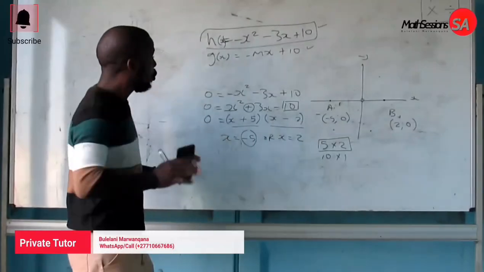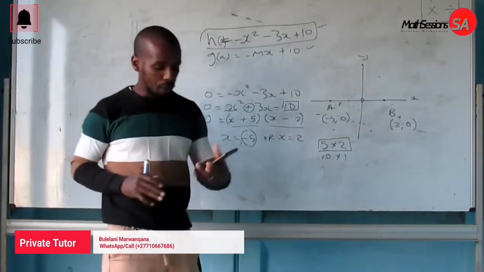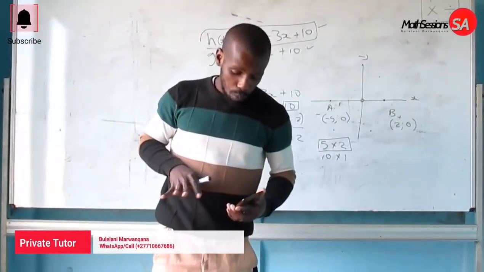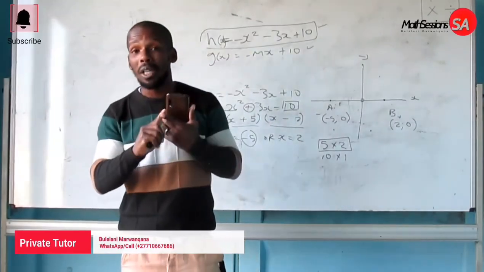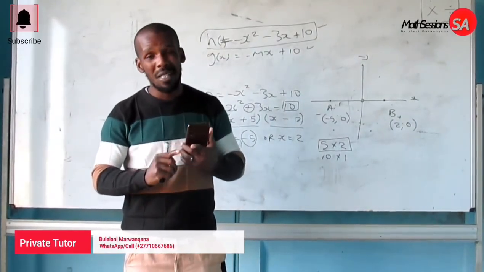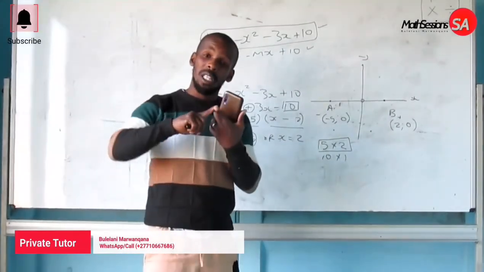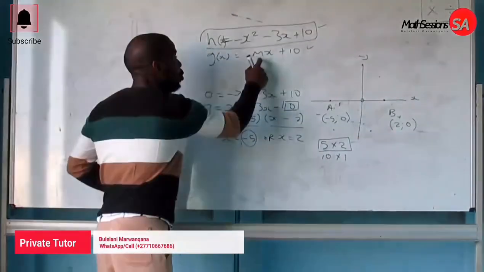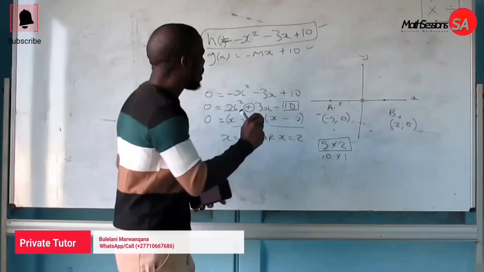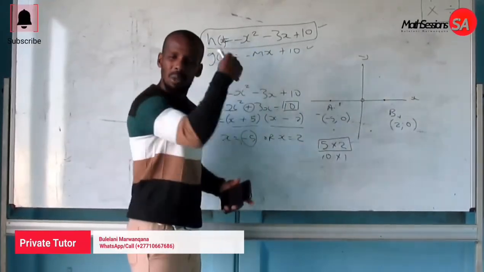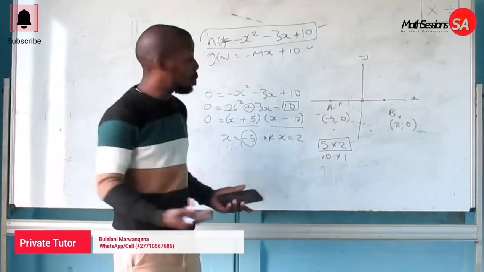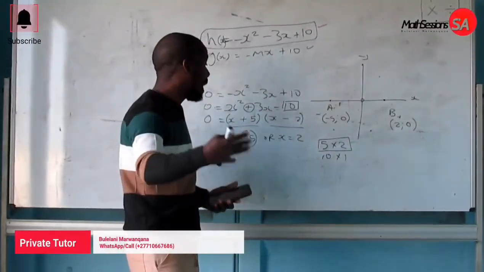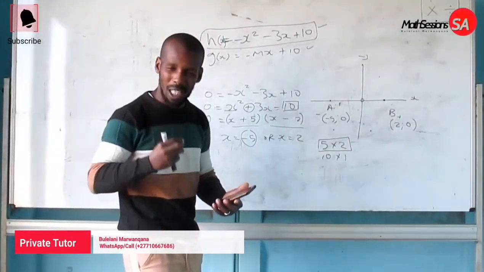Now we are asked to find another point on this graph: the coordinates of C. C is the point of contact between the two graphs, the straight line and the parabola. If we knew the value of m, the gradient, it would be very easy: we would take this equation, equate it with that equation, and solve for x. But in this case we don't know m, so we don't go there. We need to use another method to find the value of that point.